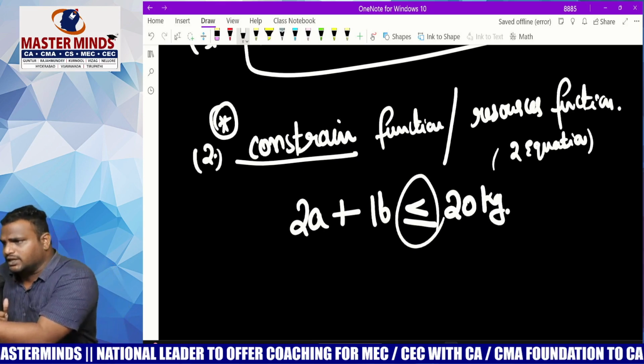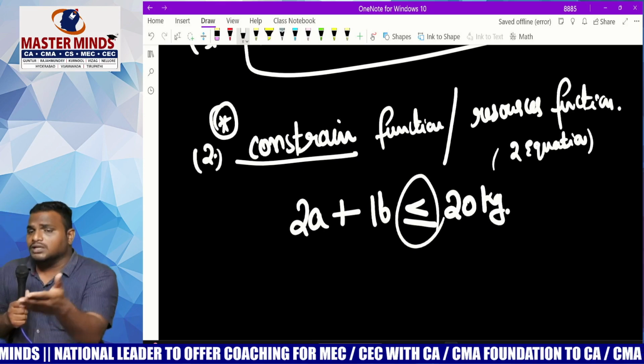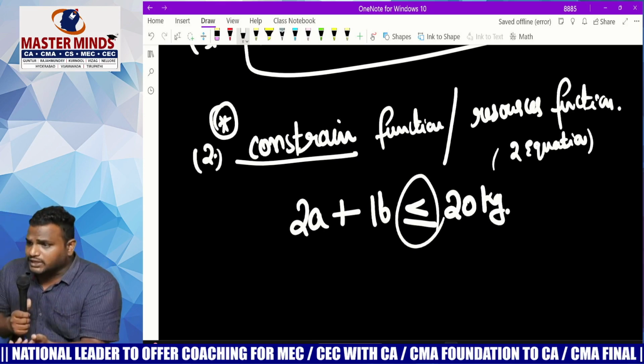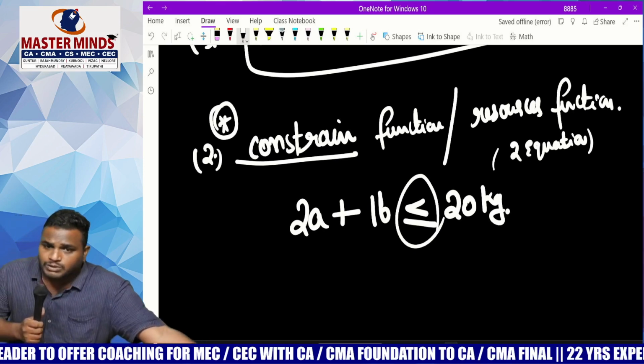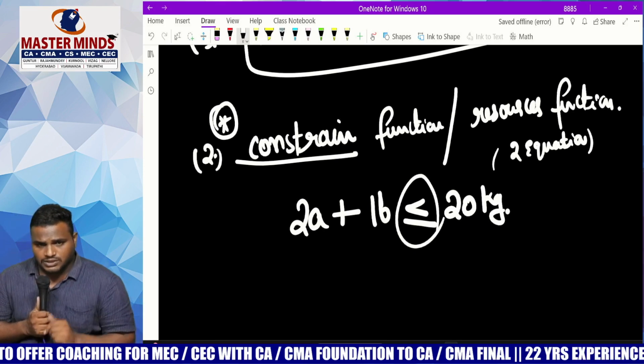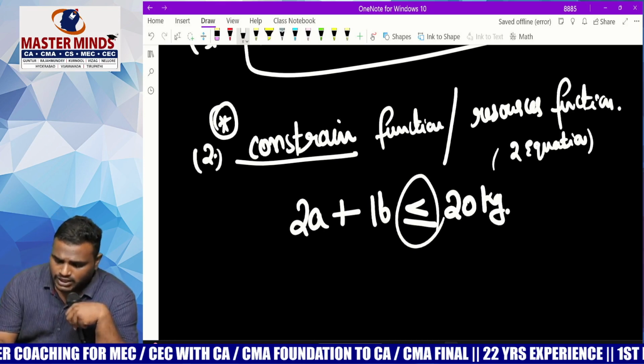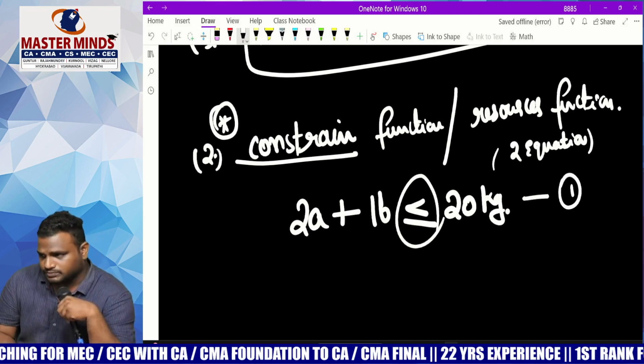Can I use 19 kgs? Yes. Why? Here the maximum available is 20. Can I use 10 kgs? Yes. Can I use 25 kgs? No. Why? Maximum available is only 20 kgs. Yes or no? Now, this is the equation regarding the constraint.